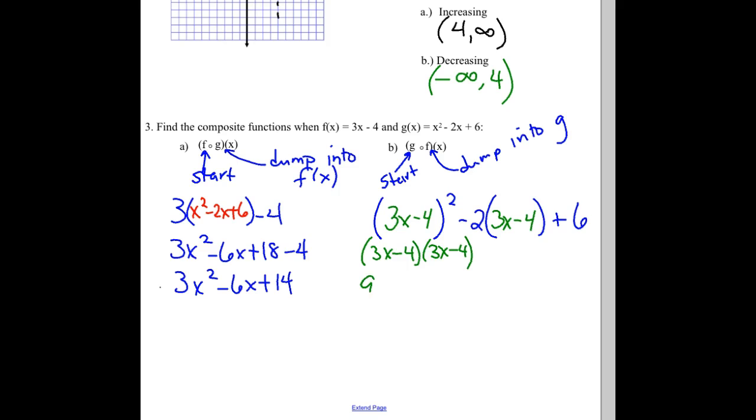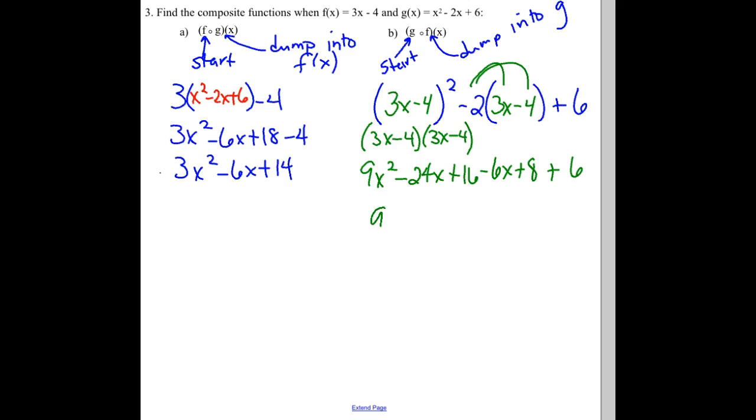3x squared would be 9x squared. Insides and outsides both give us a negative 12x, which gives us a total of negative 24x. And then negative 4 times negative 4 is 16. Distributing our negative 2, we end up with negative 6x plus 8, and bringing down our last constant there, 6. And combining like terms, we get 9x squared. We have negative 24x and negative 6x, so negative 30x. And then we have a positive 16, a positive 8, and a positive 6, which gives us a total of 30.